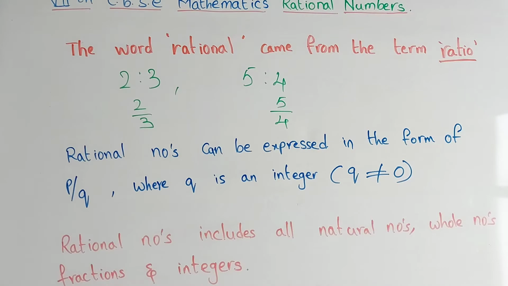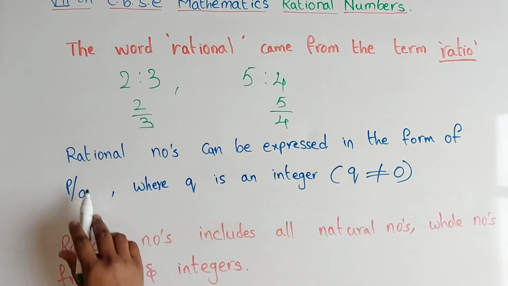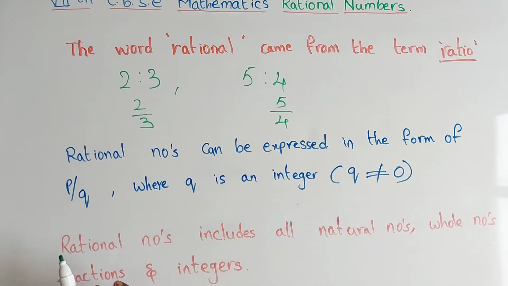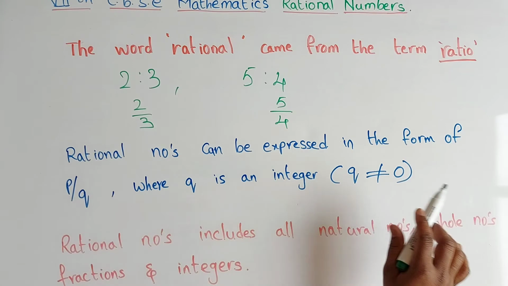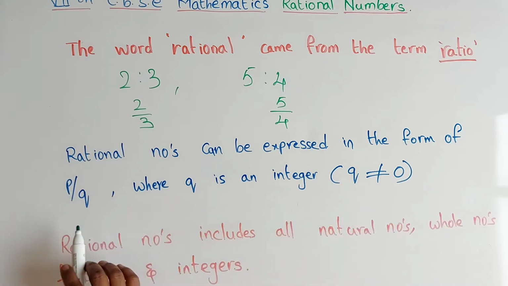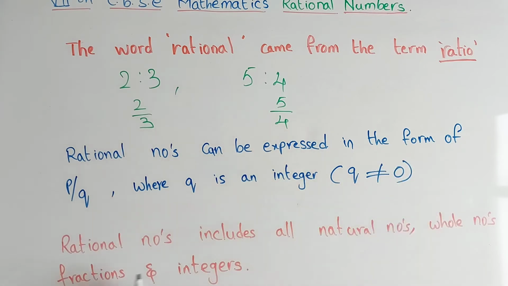Is it correct? So rational numbers can be expressed in the form of P by Q, where Q is an integer but Q is not 0. The denominator should not be 0, children, correct? So in the rational numbers, what all the number systems are included? Rational numbers include all natural numbers, whole numbers, fractions and integers. Right children?